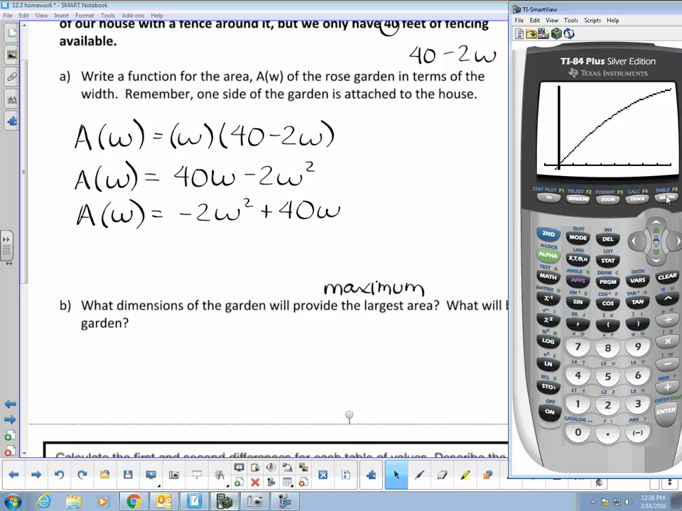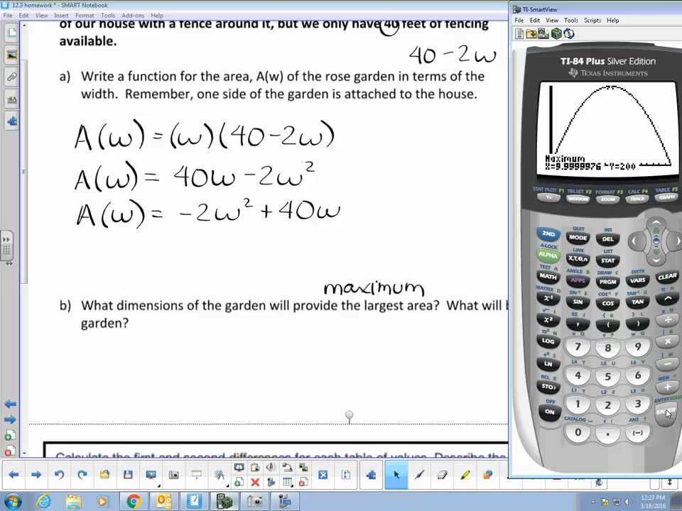I'm going to probably have to go at least to 20. So I'll just change that to begin with, and that seemed to have worked. So to find my maximum, I'm going to do second, calculate, come down to choice number 4, go a little bit to the left, hit enter. To the other side of the parabola, the opposite side, hit enter, and hit enter one last time.